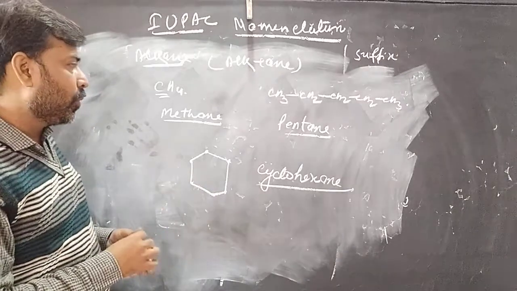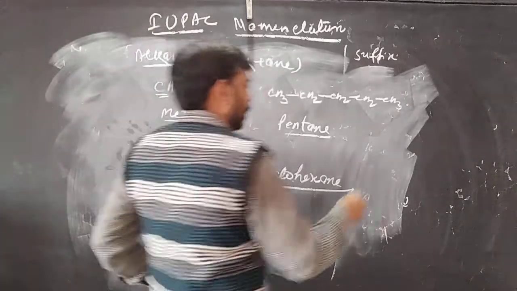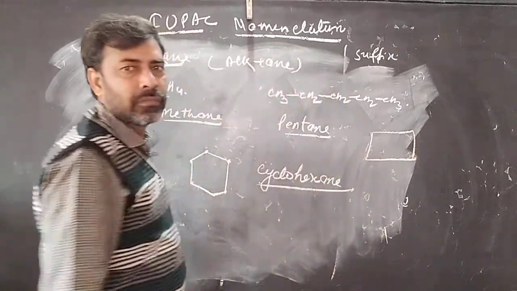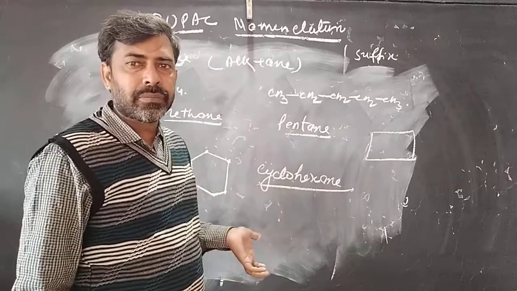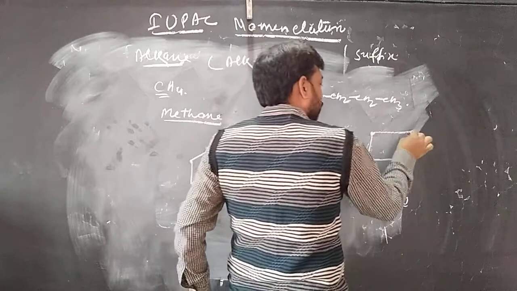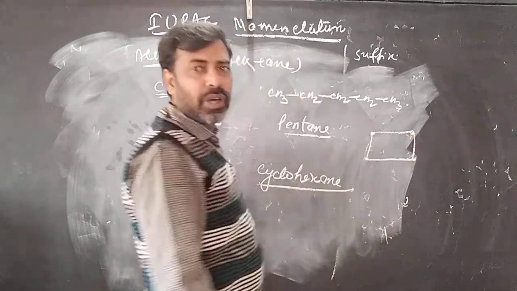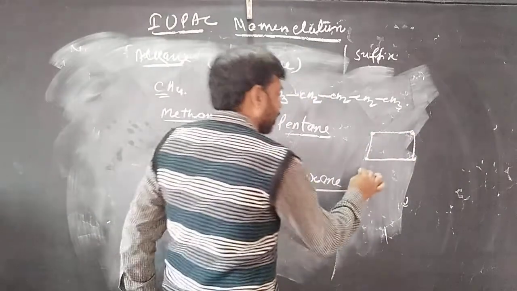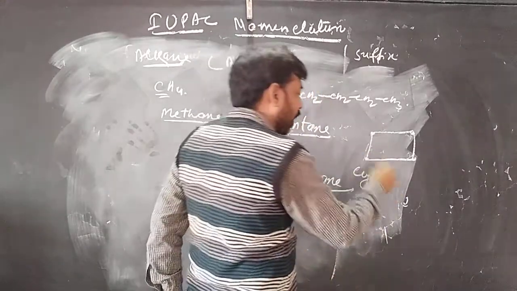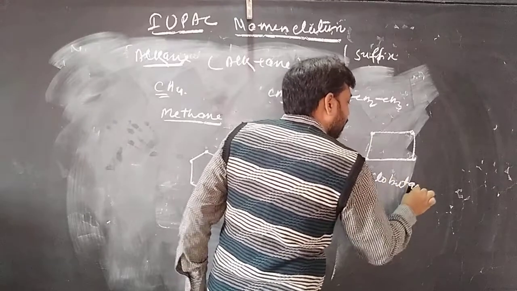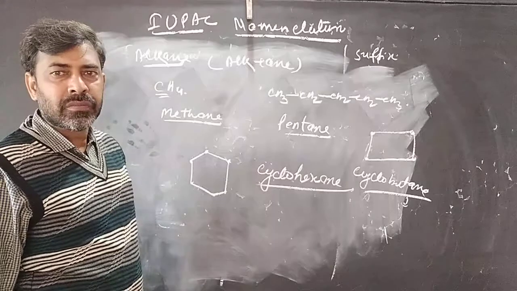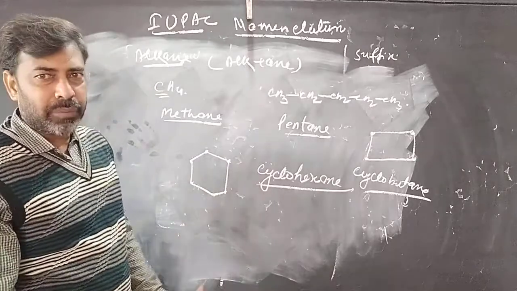We are taking one more example. If it is this compound, again the system is cyclic, and how many carbons are there? 1, 2, 3 and 4. Then what will be the name? It will be cyclo, a cyclic compound having 4 carbons, but plus ane. So it is cyclobutane. So this is the way of naming these compounds.